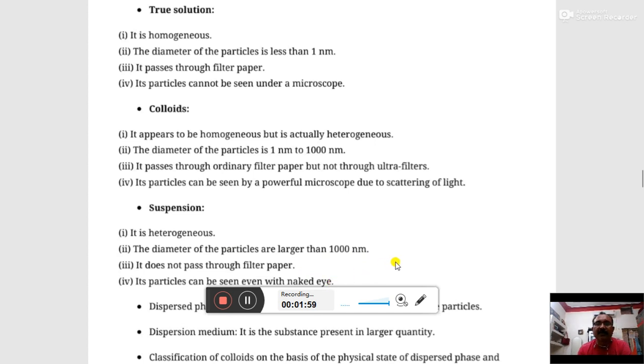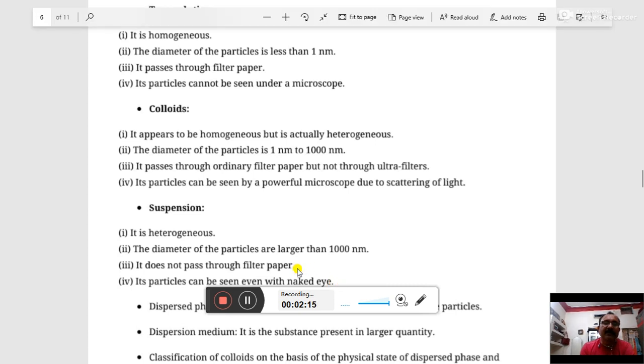Just like, suppose we take water and add some amount of sand, then we observe that the sand settles at the bottom. Its size is larger than 1000 nanometer. It can be easily seen by the naked eye, and the solid particles cannot be filtered through the filter paper. So that is the type of suspension.